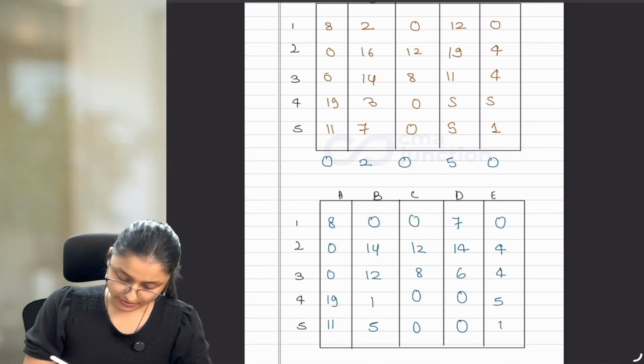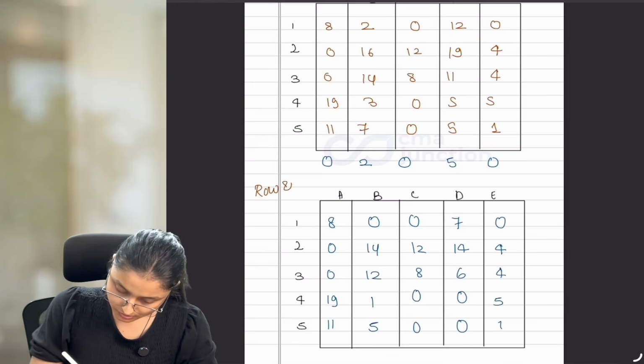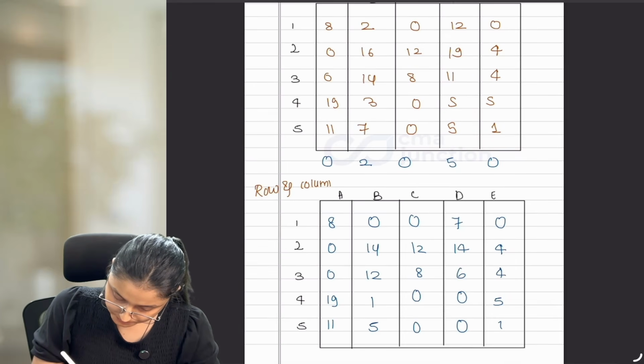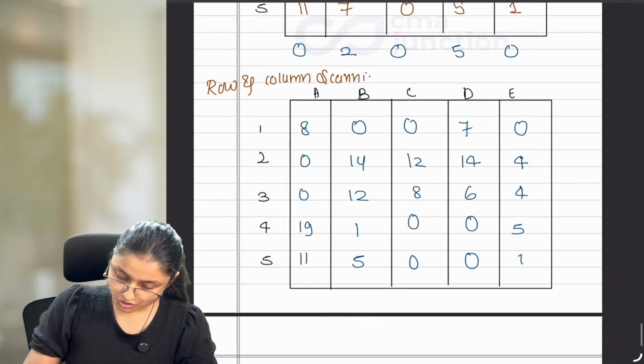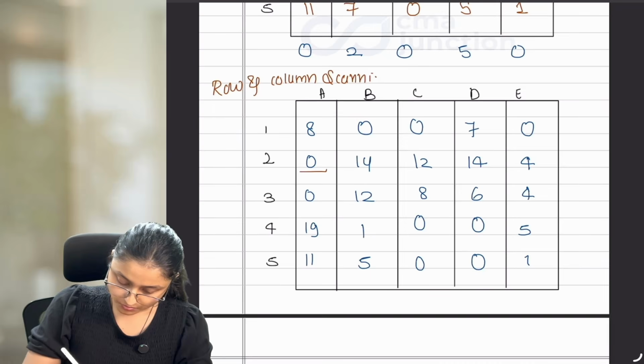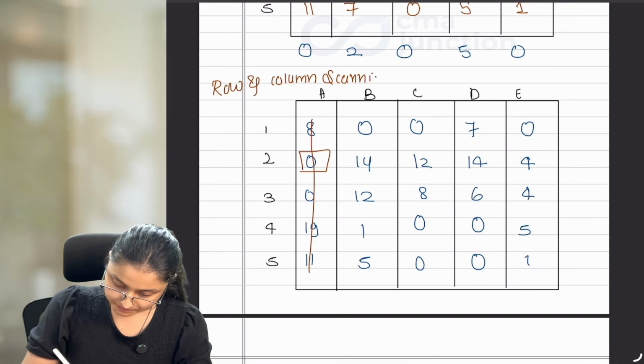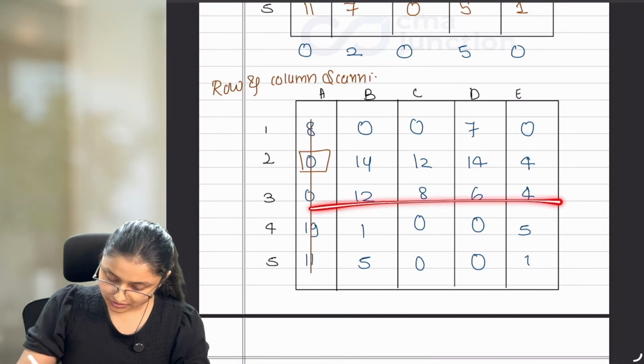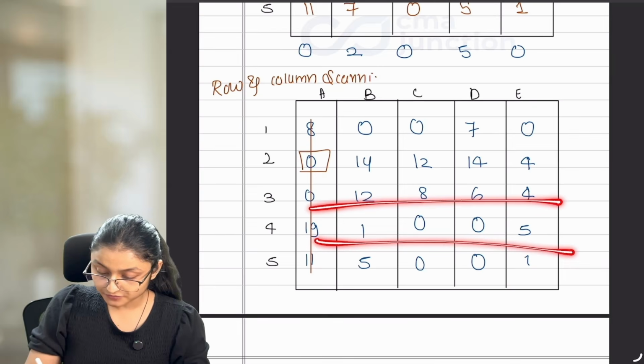Okay? Now, let's do our row and column scanning. Row and column scanning. So, in the first row, we have 3, 0, skip. In the second, we have 1, 0. Mark and cut the column. Then we don't have any 0. Here also, here we have 2, 0, skip.